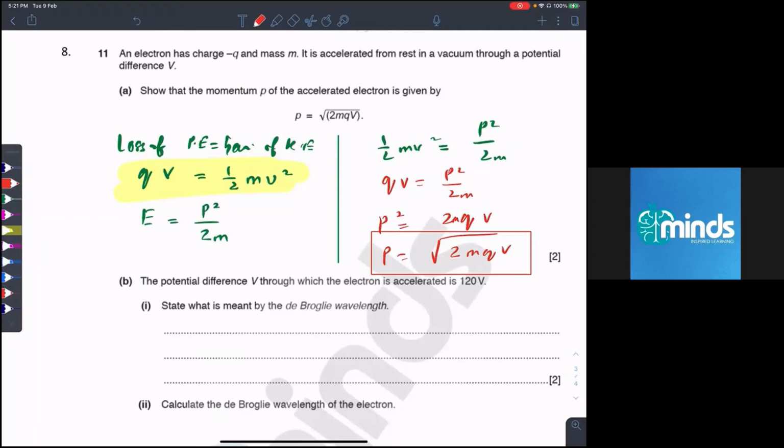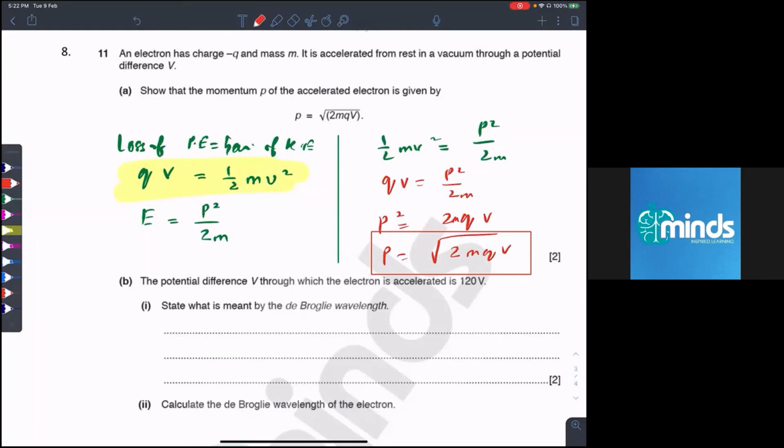Okay, but it will be great if you share your working with me so that I can see if there is any discrepancy or error. I will surely let you know. Because usually I solve this question using this way only. The potential difference V through which the electron is accelerated is 120 volt.